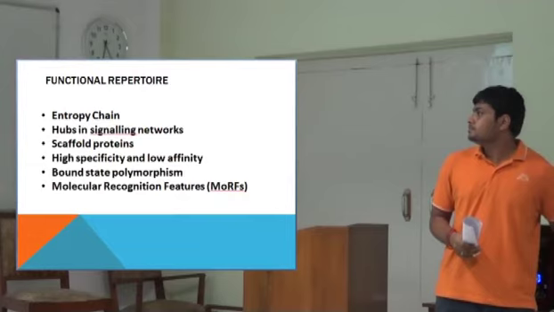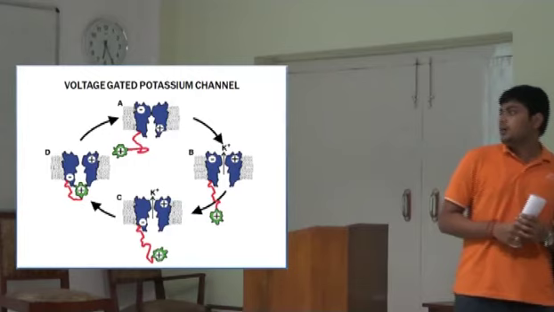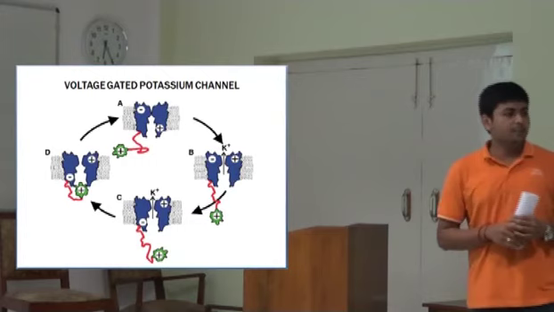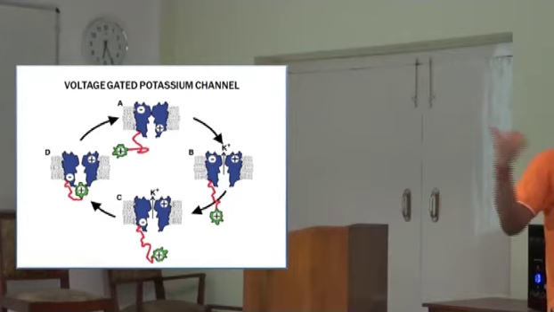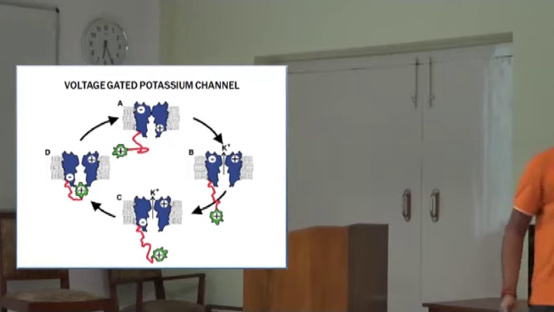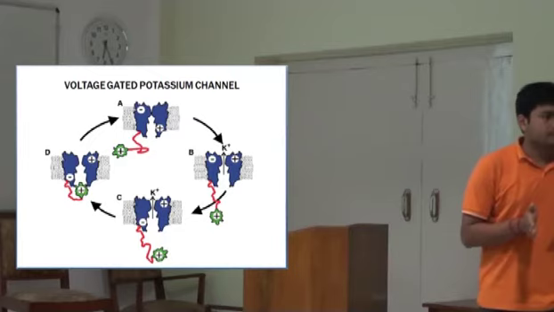So first, the entropic chain. In many signaling pathways, one of the examples is the voltage-gated potassium channel, where there is an entropic chain which is an intrinsically disordered protein in the particular protein structure. Here we find that for potassium to be channeled across the membrane, the voltage gate should be kept open for a particular time period. So this chain acts as an entropic clock for keeping it open for that particular time period.